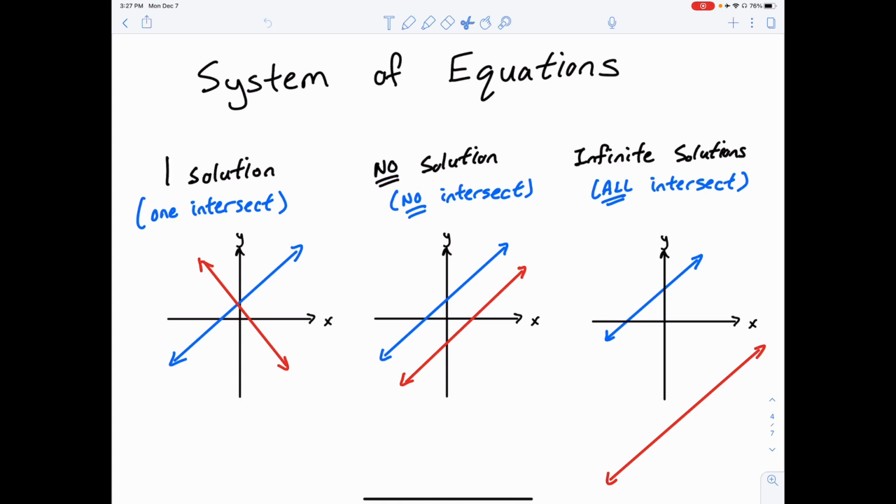Hello everyone. In today's video, we're talking about systems of equations, but we are talking about special cases when it comes to systems of equations. So let's take a look at the three potential scenarios.